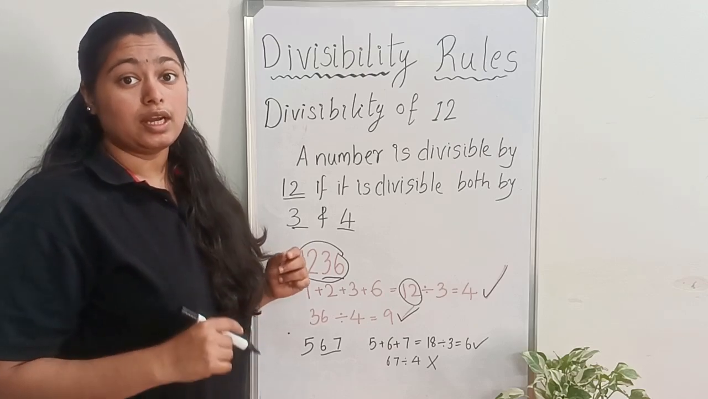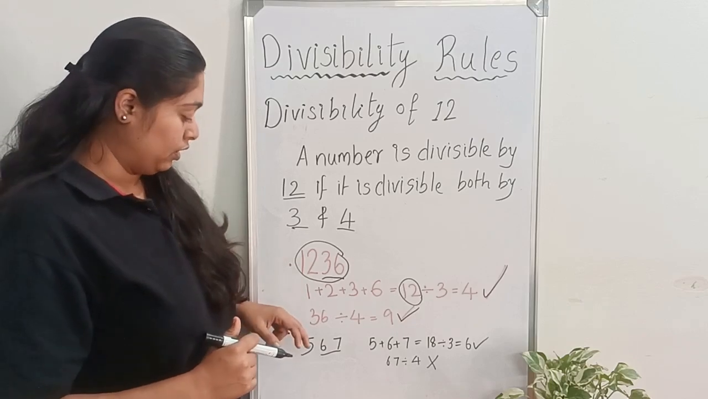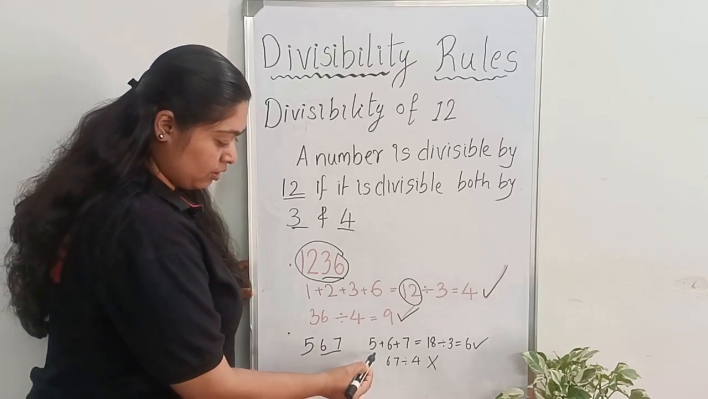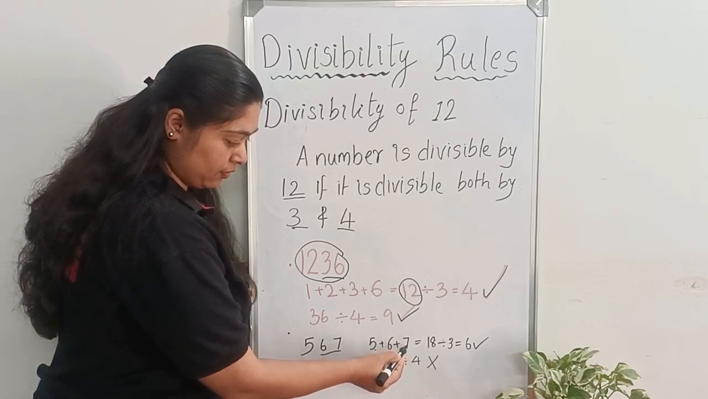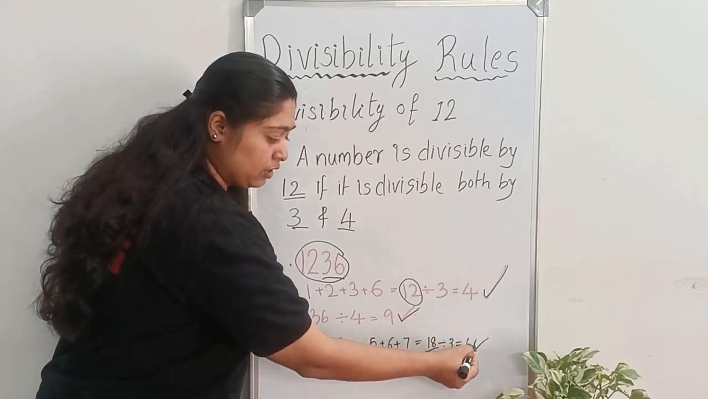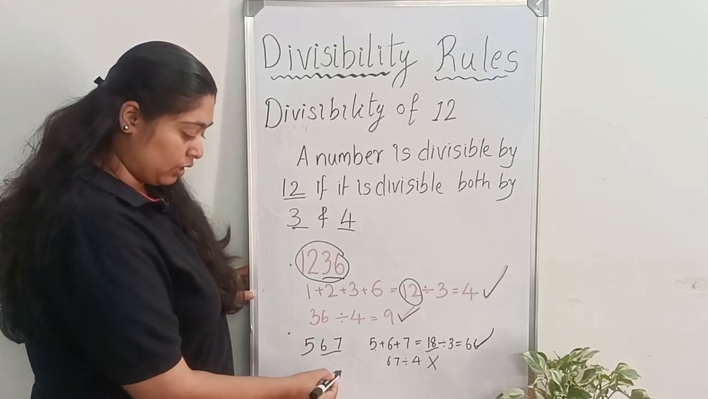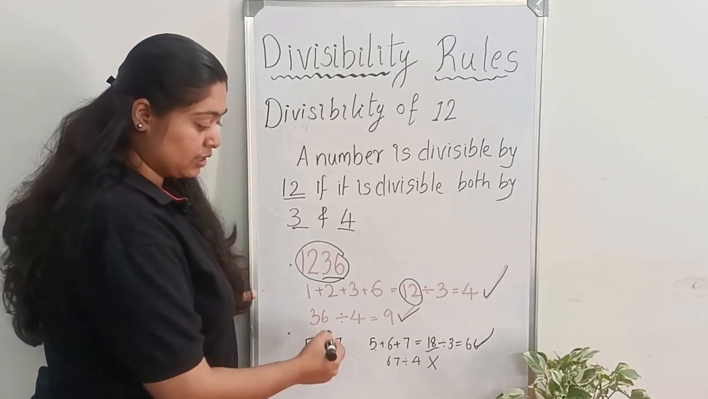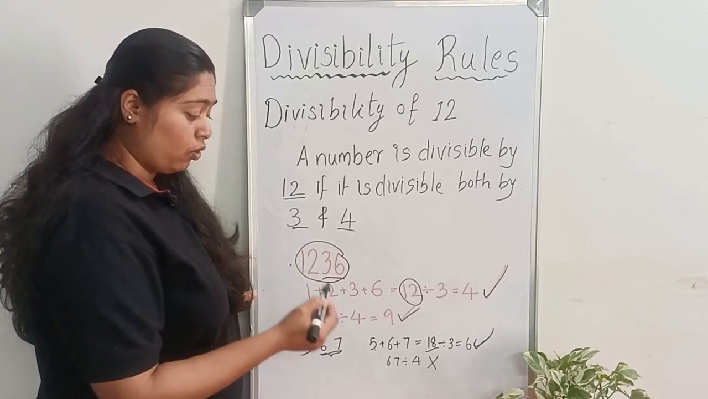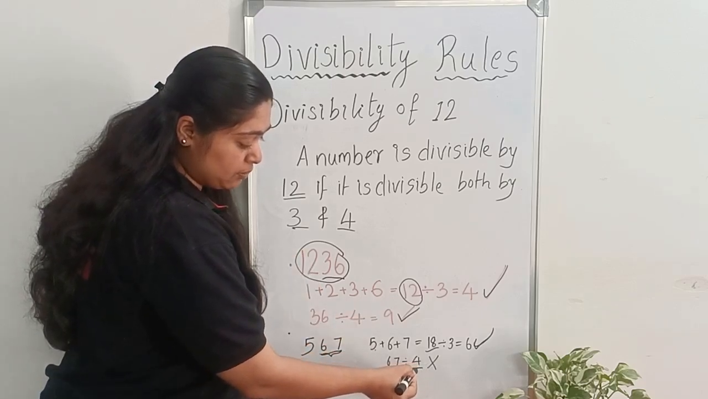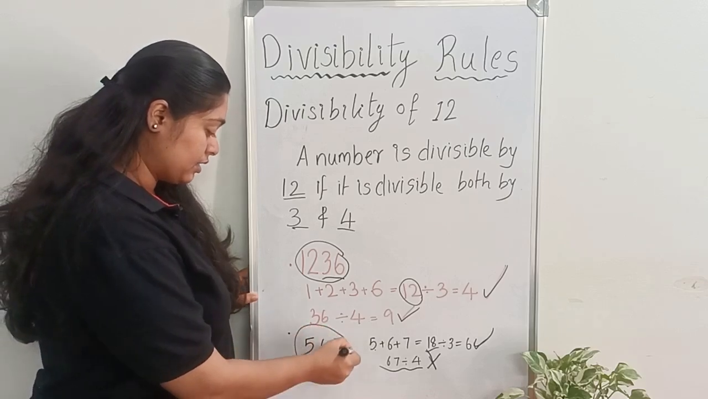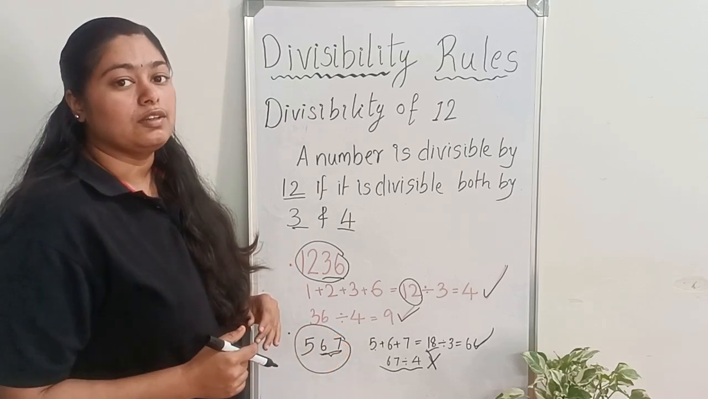Now let's look into an example which is not going to be divisible by 12. 567. First let's check the divisibility rule of 3. 5 plus 6 plus 7. The sum is 18, and 18 is a perfect multiple of 3, so the divisibility rule of 3 is satisfied. But let's look at the last two digits, 67. 67 divided by 4. No, there is actually a remainder. So you can say it's not perfectly divisible by 4. The divisibility rule of 4 is not satisfied. So the number 567 cannot be divided perfectly by 12.